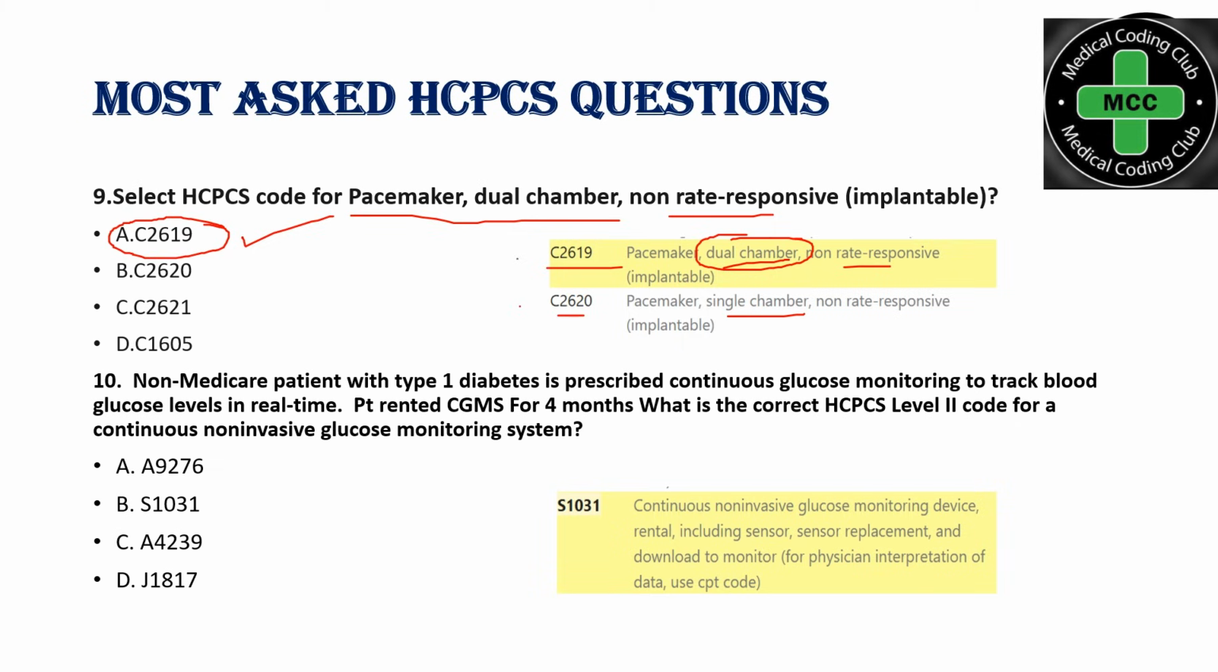Next question, a non-Medicare patient with type 1 diabetes is prescribed continuous glucose monitoring to track the blood glucose level in real time. The patient rented the CGMS for 4 months. What is the correct HCPCS code? So here, as you can see, the patient has opted for CGMS rental. Check this code description: S1031, continuous non-invasive glucose monitoring device rental, including sensor and sensor replacement. So the answer should be S1031.